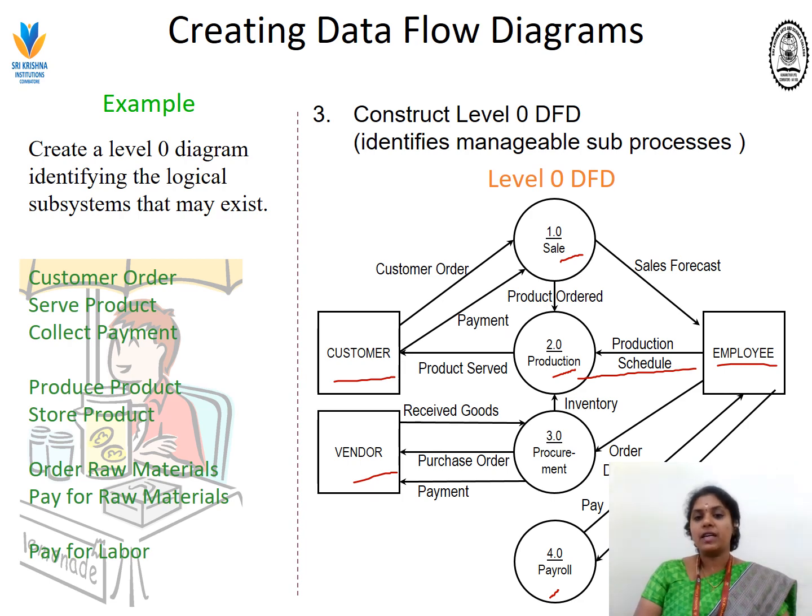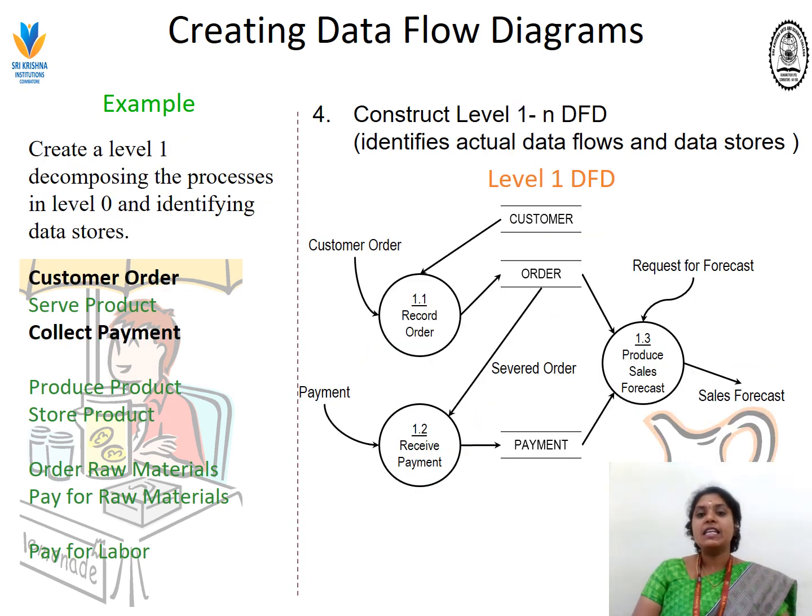On the other side, another process is procurement, where the inventory and other orders are mentioned, and all the payment details are connected to the vendor, which is processed by the customer through an employee. The next is payroll, which is the process by which an employee gets the payment. So this is level 0, that is, constructing the level 0 DFD identifies the manageable sub processes. And the next will be level 1.